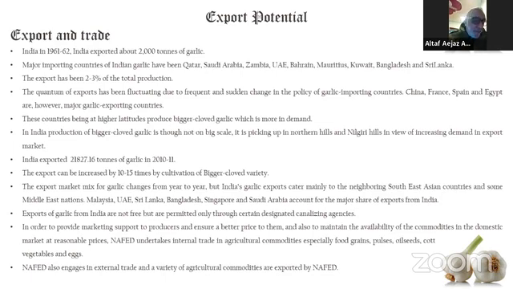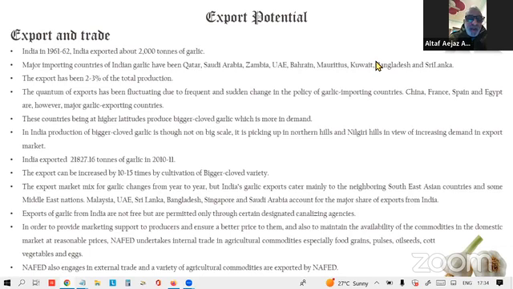Major importing countries of garlic have been Qatar, Saudi Arabia, Zambia, UAE, Bahrain, Mauritius, Kuwait, Bangladesh, and Sri Lanka. The export is only a maximum of 2 to 3%, and as on date 5% of the total production. The rest is all consumed domestically, with huge demand in our domestic markets, and for its medicinal properties in various Ayurvedic medicines. The quantum of exports has been fluctuating due to frequent and sudden changes in government policy. Garlic importing countries include China, France, Spain, and Egypt.